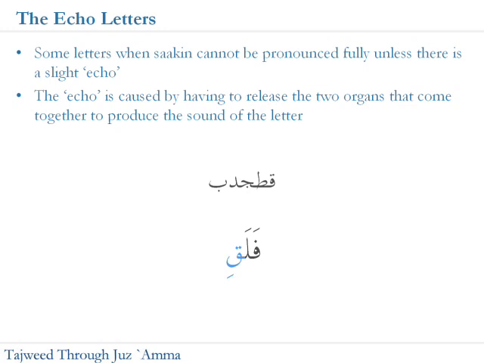Now, if we were to read this word, and we're pretending that we're going to stop, then the qaf would become sakin, because that's one of the rules of stopping. It's a derived sukoon. So in that case, we would pronounce this as falaq. Okay, so you can hear a slight echo on the last letter, falaq.